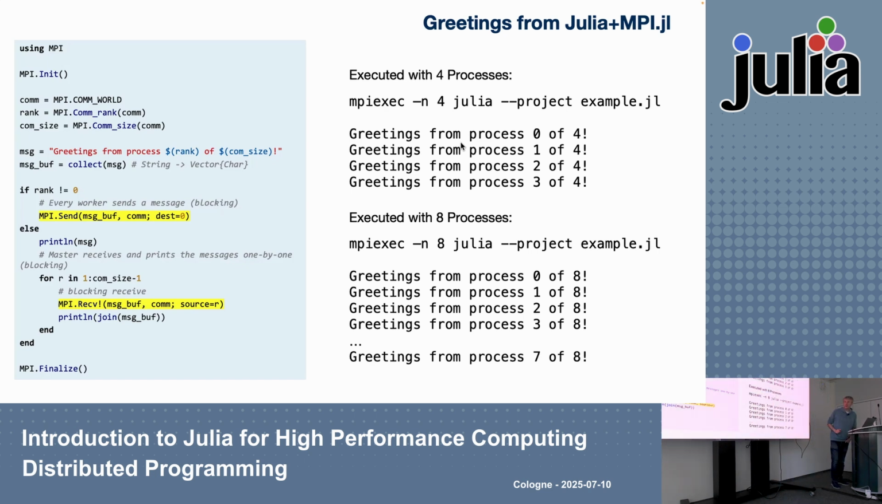So we see that it's quite explicit. We specify here what we want to send and where we want to send it. And as we see here, it's agnostic about the number of total ranks. It asks at the start how many ranks we have, and then you can start it with 4 ranks or 8 ranks or however many ranks.